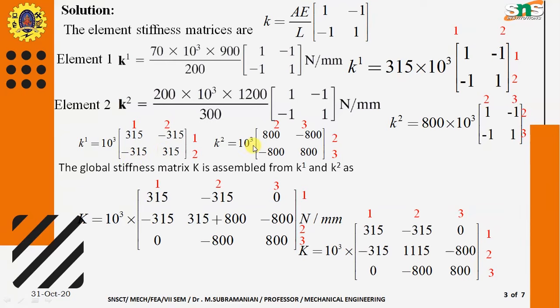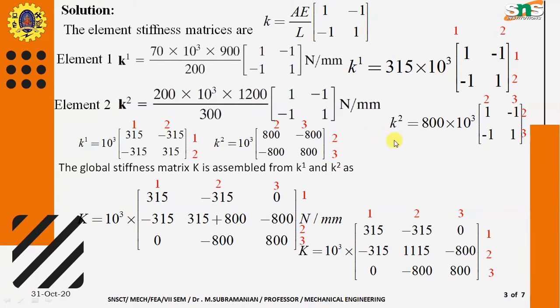Similarly, for K2, the common constant value 10 power 3 is taken outside of the matrix. 800 we have to multiply inside the 2 cross 2 matrix. Finally we obtain the values 800, minus 800, minus 800, 800.